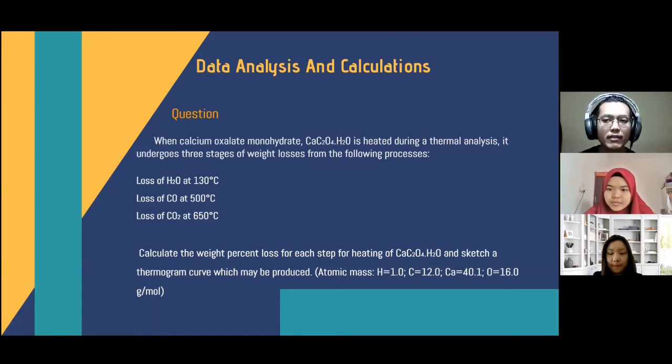So, for data analysis and calculation, the question: when calcium oxalate monohydrate is heated during a thermal analysis, it undergoes three stages of weight loss from the following processes. First stage is loss of water at 130 degrees Celsius. Second stage is loss of carbon monoxide at 500 degrees Celsius. And third stage is loss of carbon dioxide at 650 degrees Celsius. So calculate the weight percent loss for each step for heating of calcium oxalate monohydrate and sketch a thermogram curve which may be produced. Atomic masses are given.